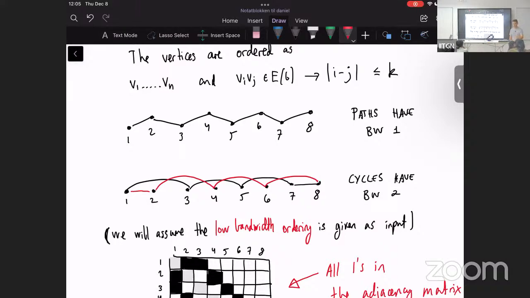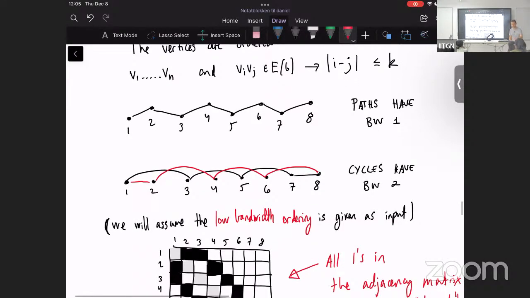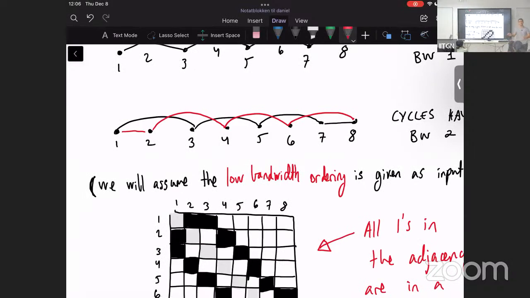Today we're going to assume that the bandwidth ordering is given as an input. Technically, bandwidth is defined for a graph and an ordering of the vertices, and then the bandwidth of the graph is the minimum over all orderings of the bandwidth of the ordering. But for us today, we're just going to care about graphs with a fixed ordering, and I'm going to conflate the bandwidth of the graph with the bandwidth of the ordering that we have been given.